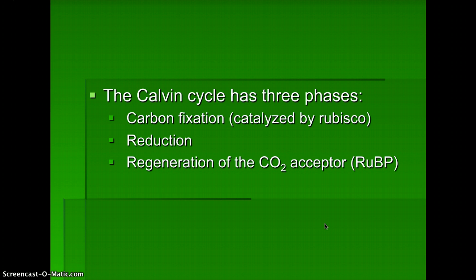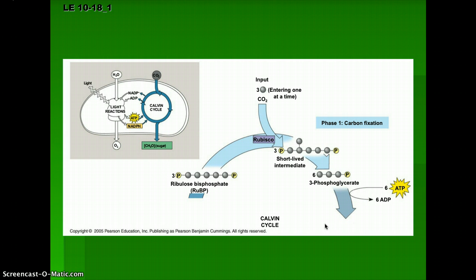The Calvin cycle has three phases. It has the carbon fixation phase, which is catalyzed by an enzyme called rubisco, and then you have a reduction stage, and then you have the regeneration of the carbon dioxide acceptor, RuBP, ribulose bisphosphate.